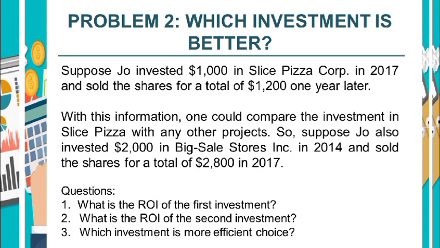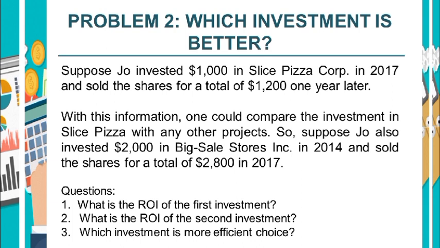Which investment is better? Suppose Joe invested $1,000 in Slice Pizza Corporation in 2017 and sold the shares for a total of $1,200 1 year later. With this information, one could compare the investment in Slice Pizza with any other projects. So suppose Joe also invested $2,000 in Big Sale Stores Incorporated in 2014 and sold the shares for a total of $2,800 in 2017. So the questions are: what is the ROI of the first investment, what is the ROI of the second investment, and which investment is the more efficient choice?